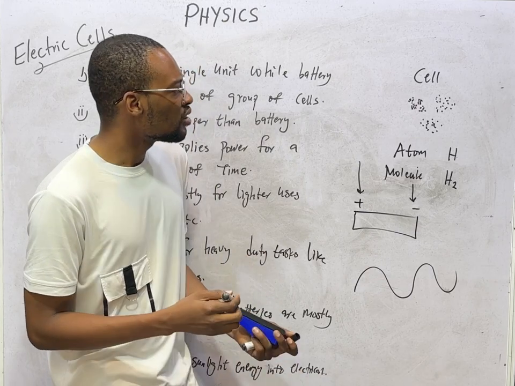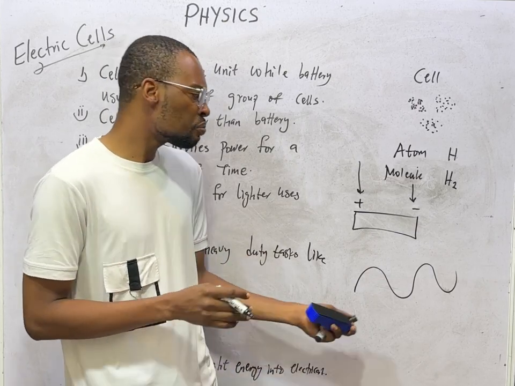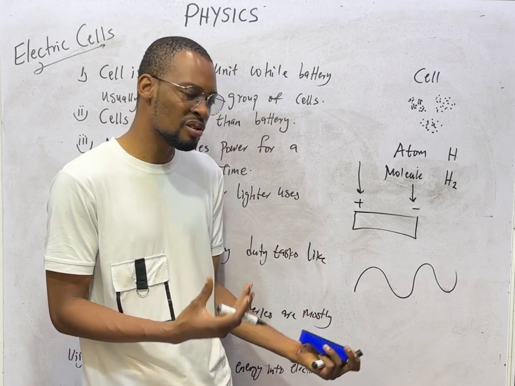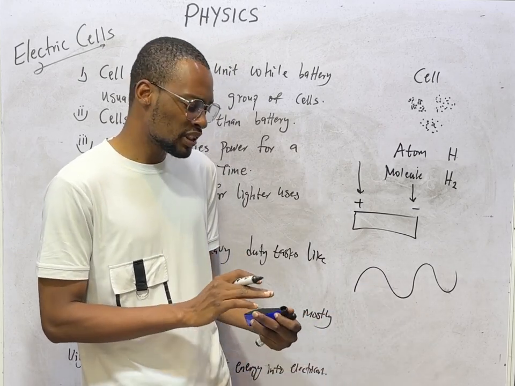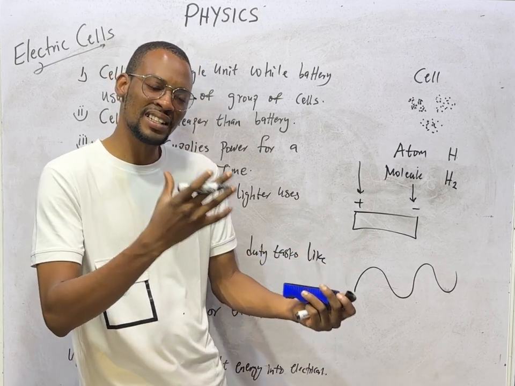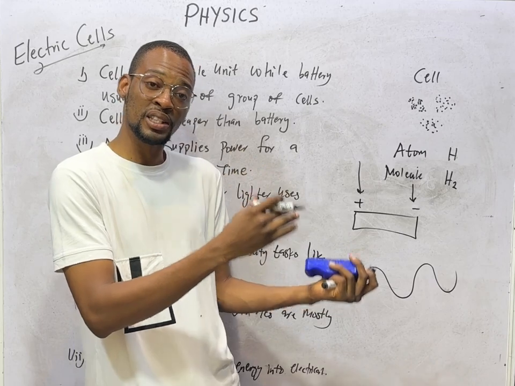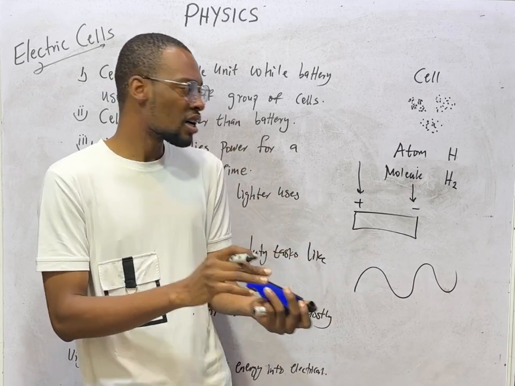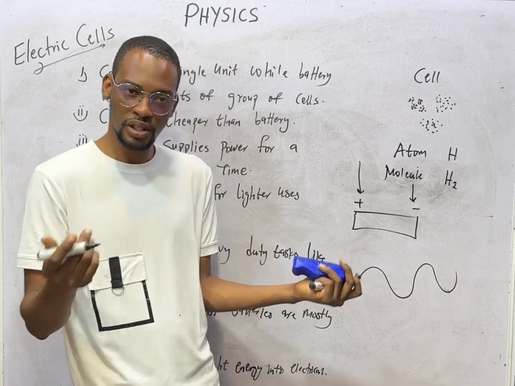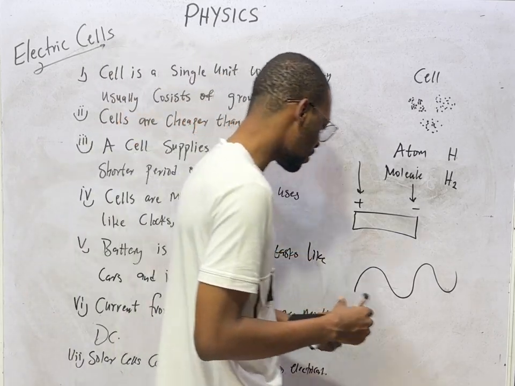Now, by the way, most electronics at home don't make use of the current from your NEPA or from your gen, because those are alternating currents. They don't work for them. So what happens is, there is a device inside each of your electronics that converts that alternating current to direct current. And that device is basically referred to as a diode, yes, to rectify your current.